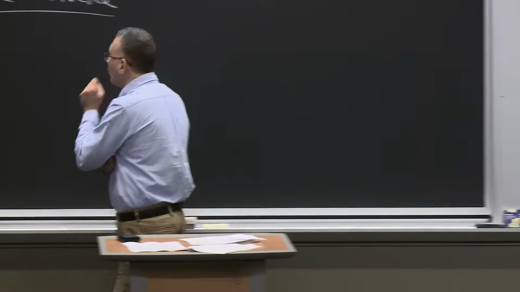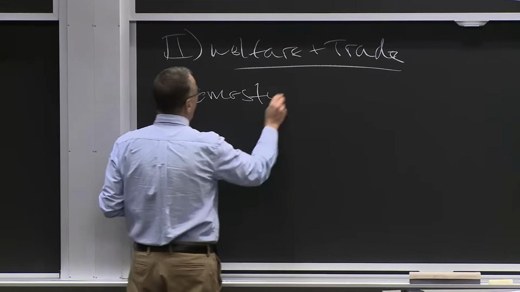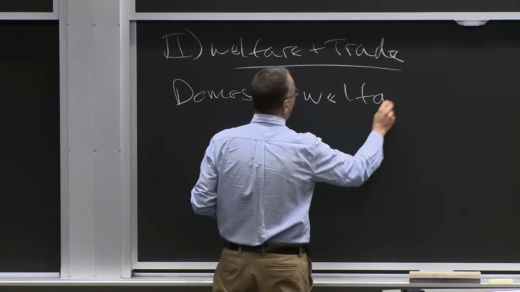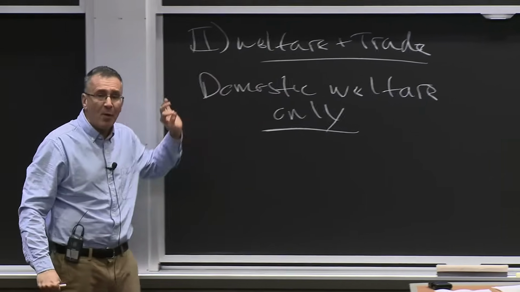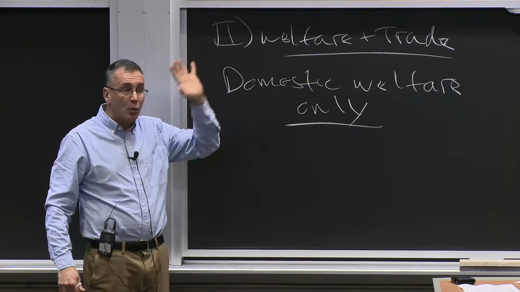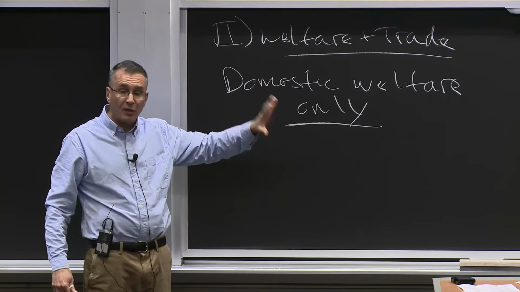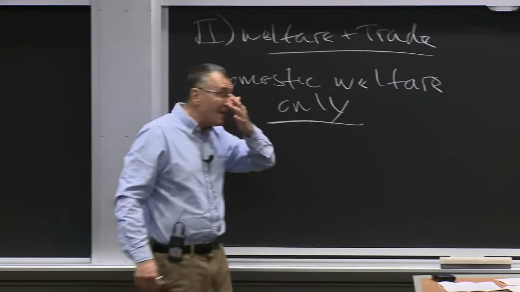An important point for welfare: we're going to look at domestic welfare only. We'll come back later to caring about the rest of the world. But for now, we only care about the US. So when I talk about welfare, unless I say otherwise, I'm thinking about US welfare only: US consumers, US producers. Very important to keep in mind, because otherwise this can get confusing. So for now, I'm talking about domestic welfare only.